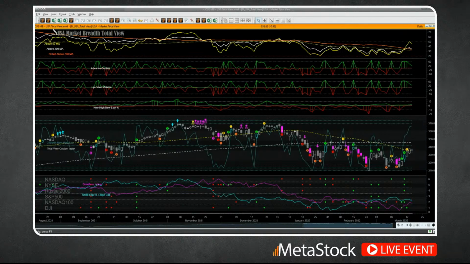Now let's come back to this extremely powerful and one of its kind USA market breadth total view. A single chart can contain so much visual information, and that information or insight comes from two composites, NASDAQ, NYSE, and four major indices, Russell 2000, S&P 500, NASDAQ 100, Dow Jones Industrials.